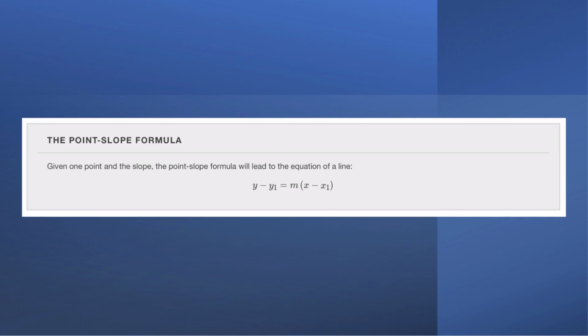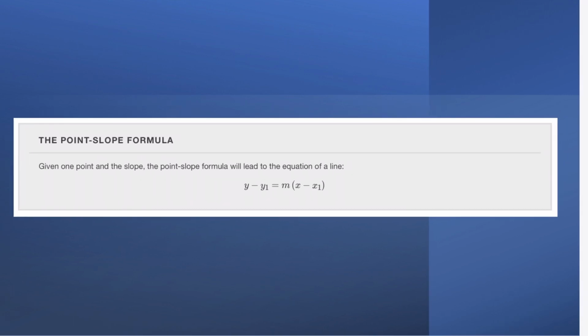So the point slope formula, this is a formula that we use when we're given a point and a slope and we're trying to find the equation of a line. Trying to find the equation of a line given a point and a slope. So y minus y1 equals m times x minus x1.